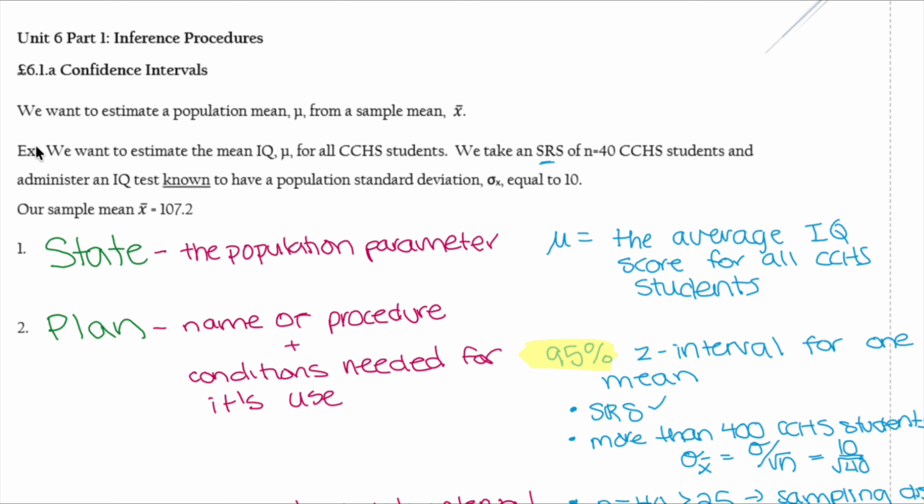So we're given an example in here, which is we want to estimate the mean IQ mu for all students. We take an SRS of n is equal to 40 students and administer an IQ test known to have a population standard deviation equal to 10. And our sample mean x bar is equal to 107.2. So we're beginning with our procedures right now.